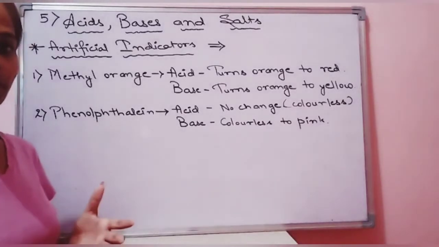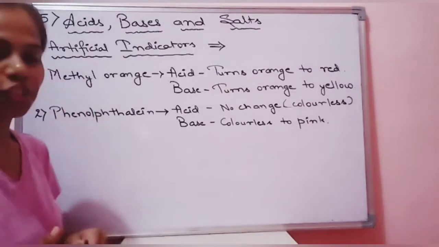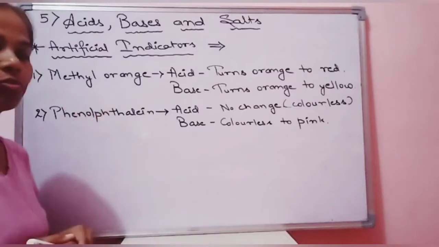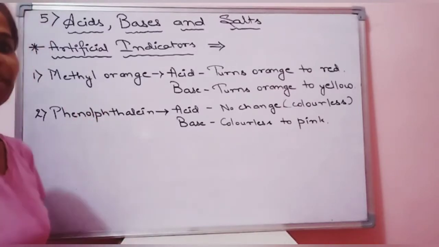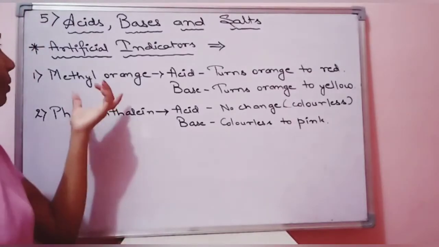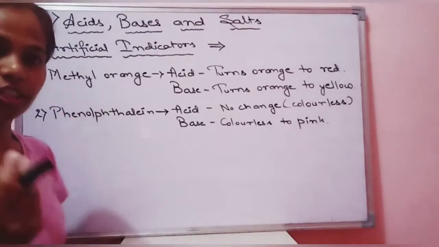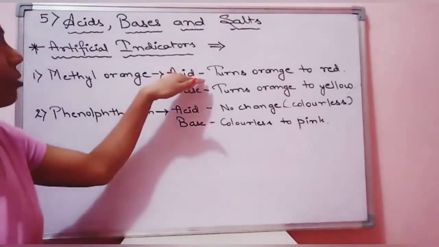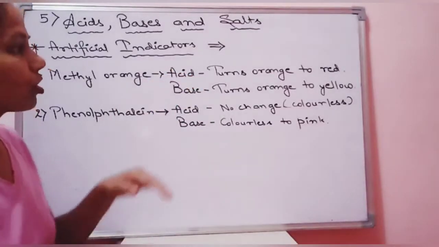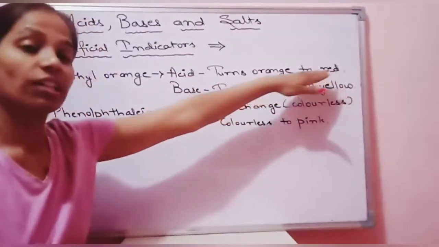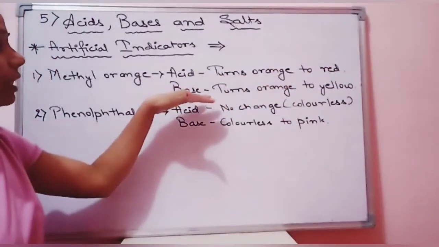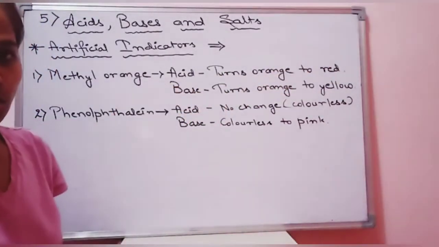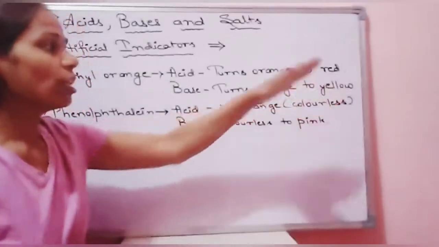Fine. Now let's have a look at the working of artificial indicators. These are some of the well-known artificial indicators, children. Methyl orange, as the name suggests, is orangish in color. When it is mixed in any acidic solution, it turns red, whereas when it is mixed with any basic solution, it turns yellow.